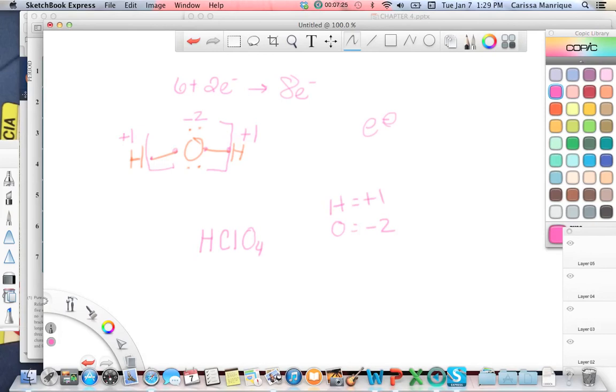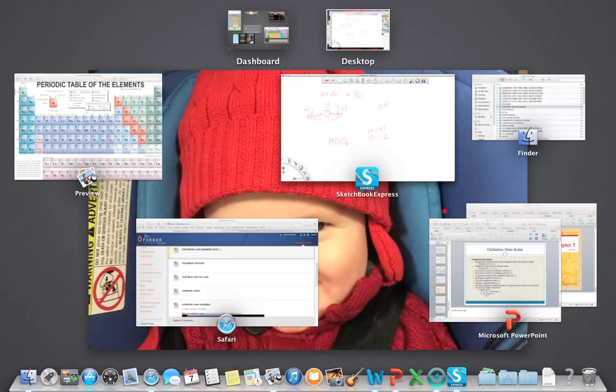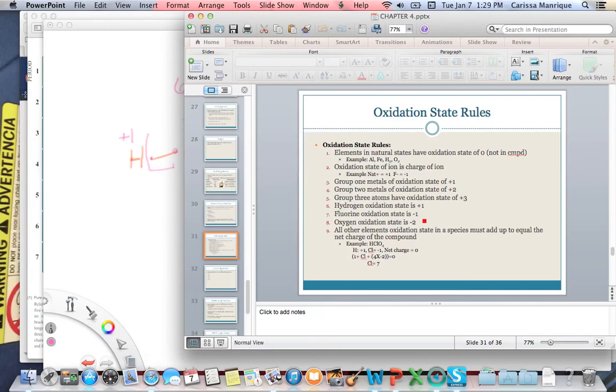And we need to figure out chlorine. I did not give you a rule for chlorine. You're probably tempted to say negative 1 because it's in group 17, but if I look back at the rules, I did not say that. I said fluorine is negative 1. Not all halogens are negative 1. So let's figure out what chlorine is.